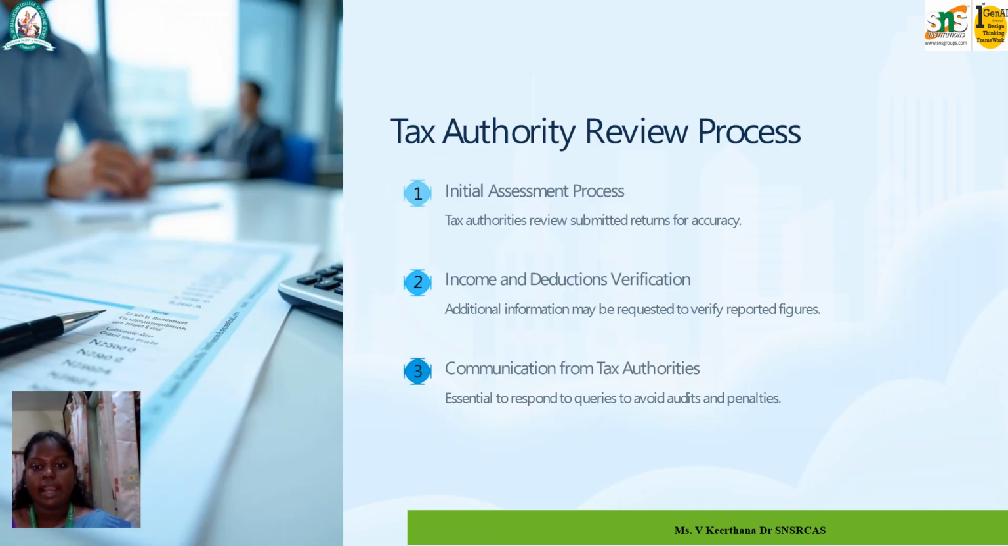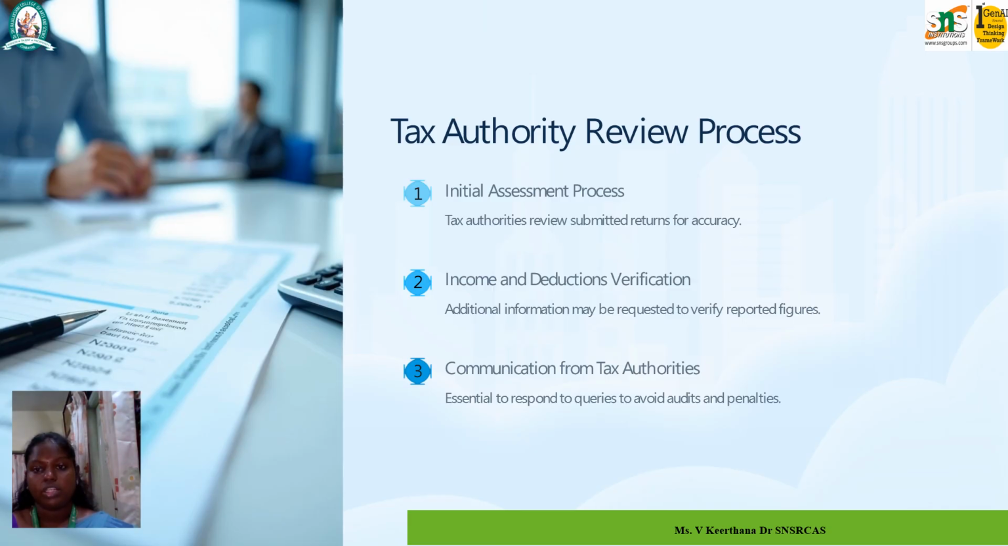And next is the tax authority review process. First is the initial assessment, where the tax authority will review the submitted returns for accuracy. Second is income and deductions verification, where additional information may be requested to verify the reported figures. And third is communication from tax authorities, where it is essential to respond to queries to avoid audits and penalties. These are the procedures to be followed.